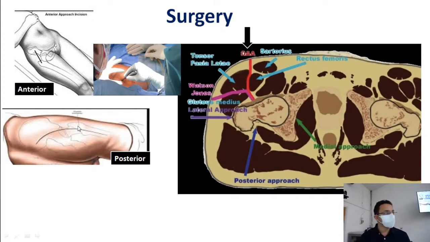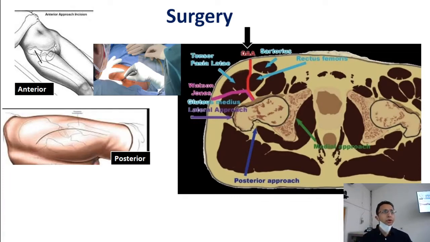For the posterior approach, the patient is in a lateral decubitus position, and we approach through the posterior back of the hip, passing through the muscles to reach the joint. The approach we used in this patient was the direct anterior approach, which is a muscle-sparing approach, going in between the tensor fasciae latae and the rectus femoris, without cutting any muscle, directly up to the joint.